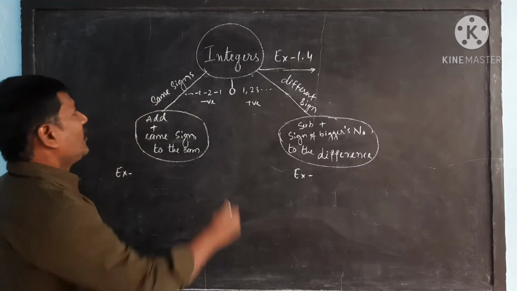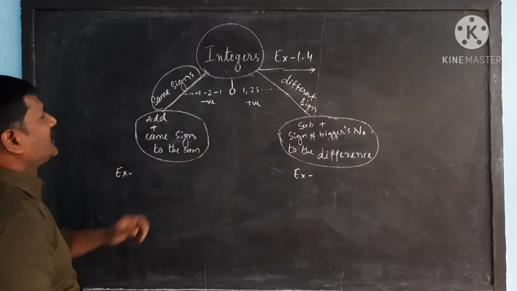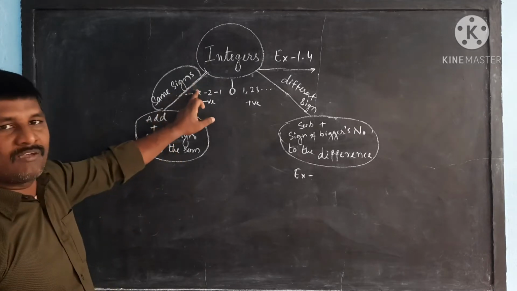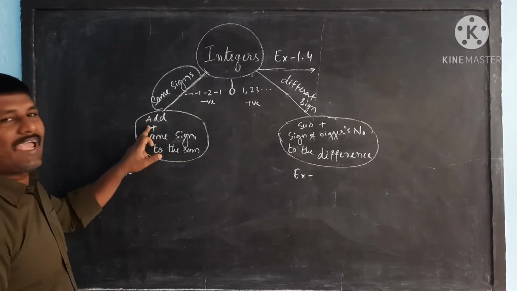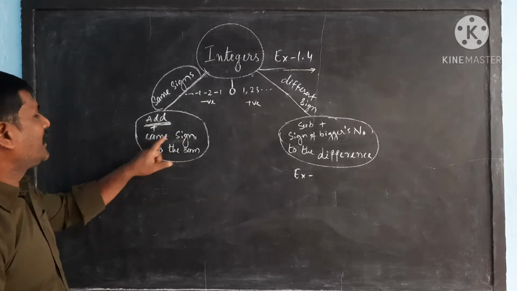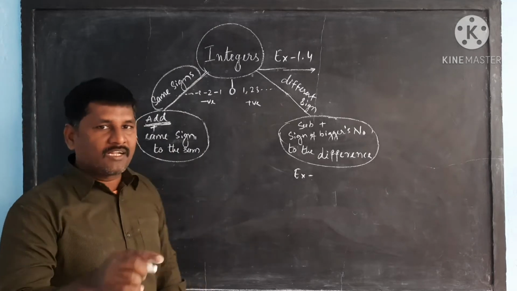Let us see integers. When the signs of the integers are the same, when you get integers with the same sign, you have to add. After adding, write the same sign to the sum. Let us take one example.